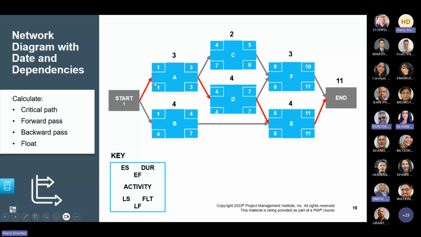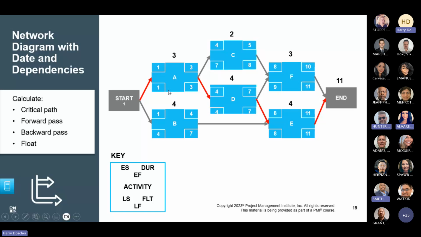The early start date is the left component. The early finish date is the right component here. Float is not shown on this whatsoever, so don't get confused by that. The left lower box is late start, how late you can start this activity, and the right one is the latest that you can finish it.